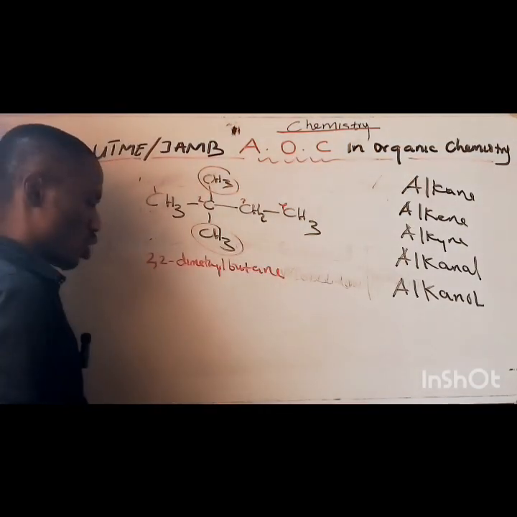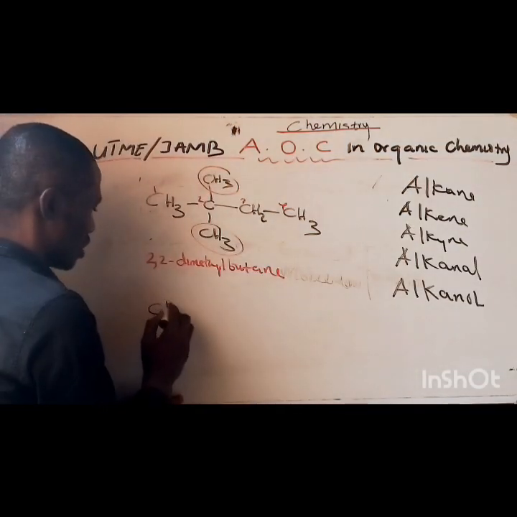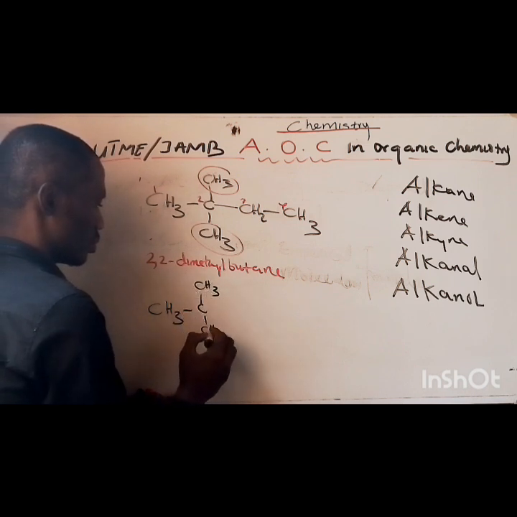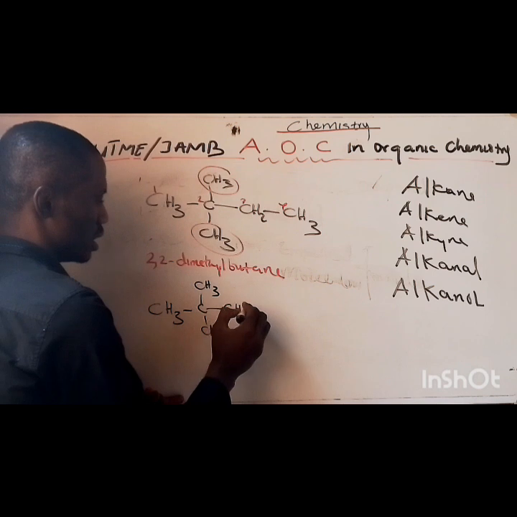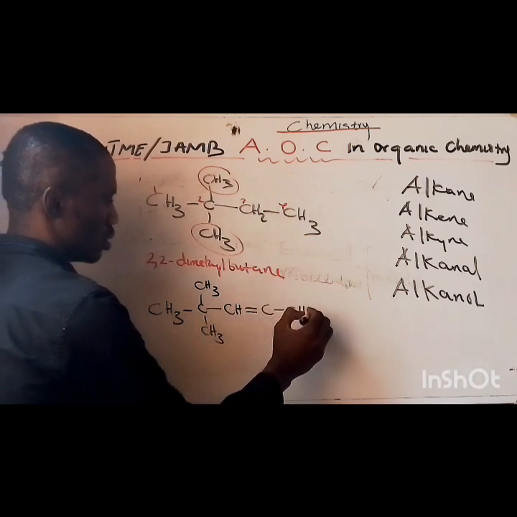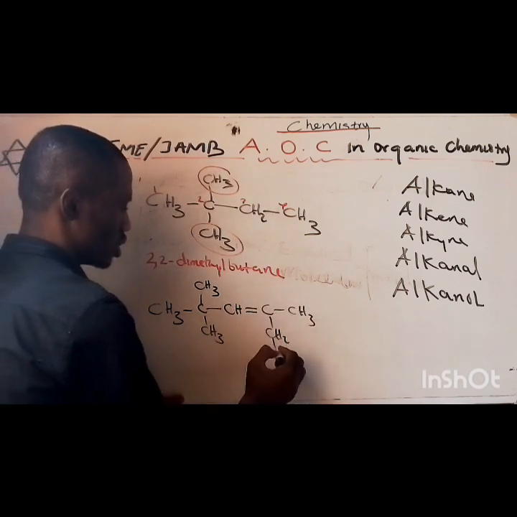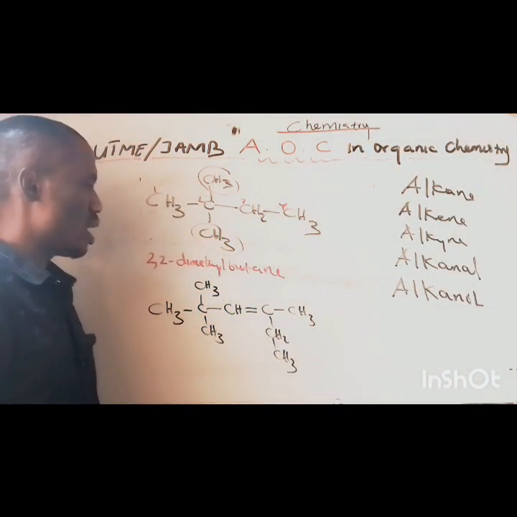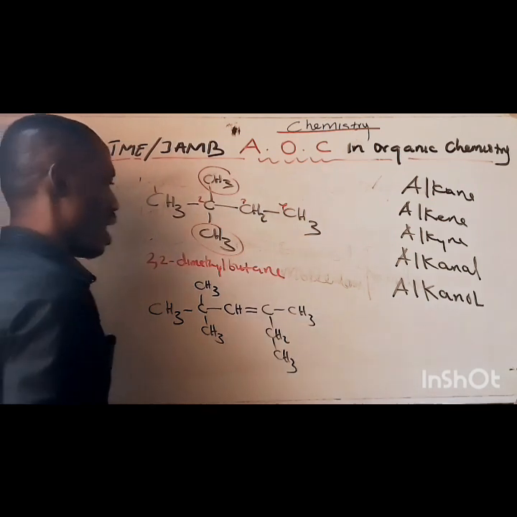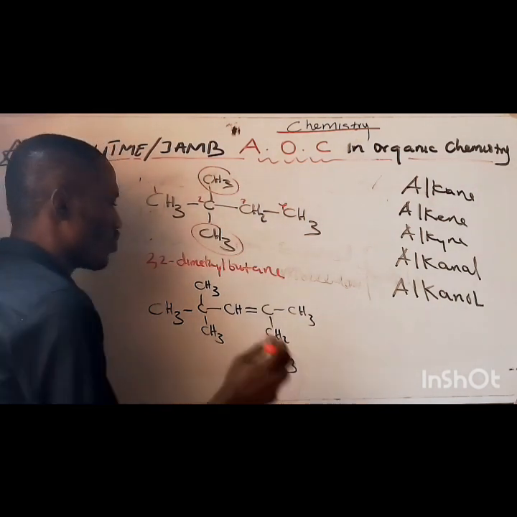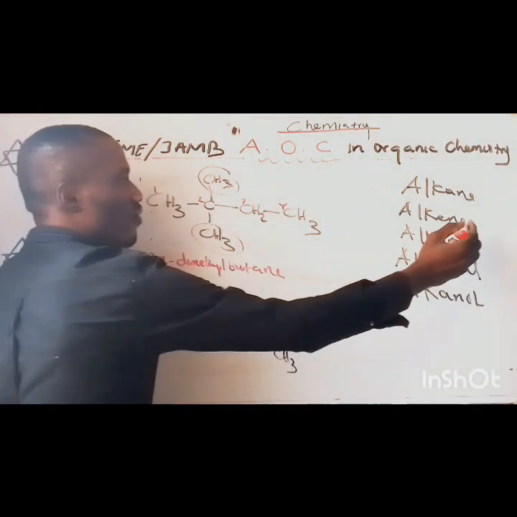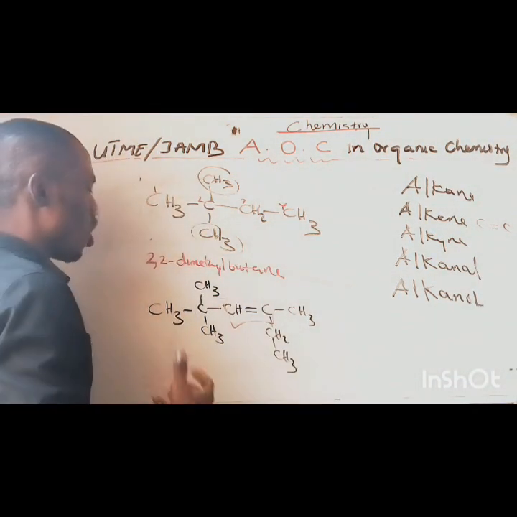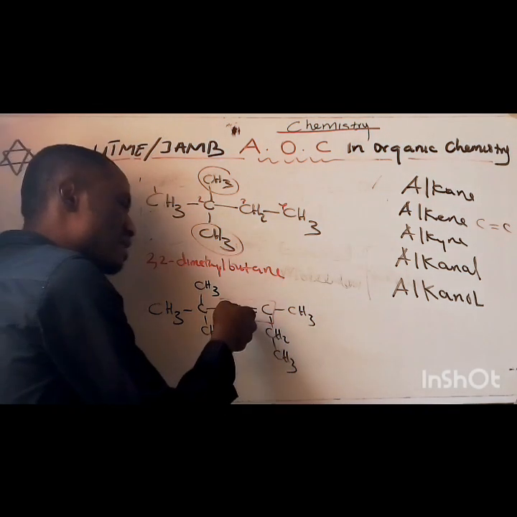Alright, let's give you another structure. Let's say we have CH3, CH3, CH3, CH, CH3, CH2, CH3. Now, if you are given this compound and you are asked to name it, what will you do? Look at the functional group. The functional group of this compound is actually from the double bond alkene. So if it's from the double bond alkene, in naming this compound we have to respect this functional group.